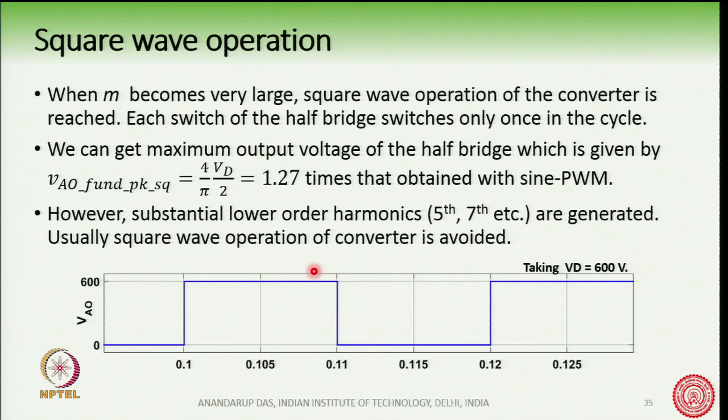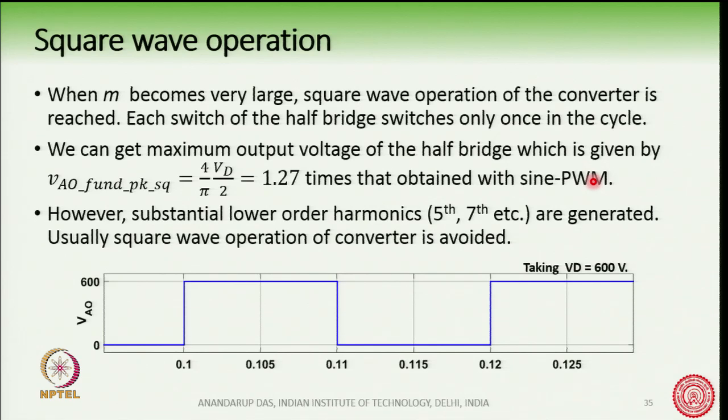So, if we do the Fourier analysis of this waveform, and if we take out the DC part, there is a DC here, then the fundamental peak voltage inside this square wave is 4 by pi into Vd by 2, as we see, which is equal to 1.27 times that obtained with sine PWM. Because 4 by pi is 1.27.